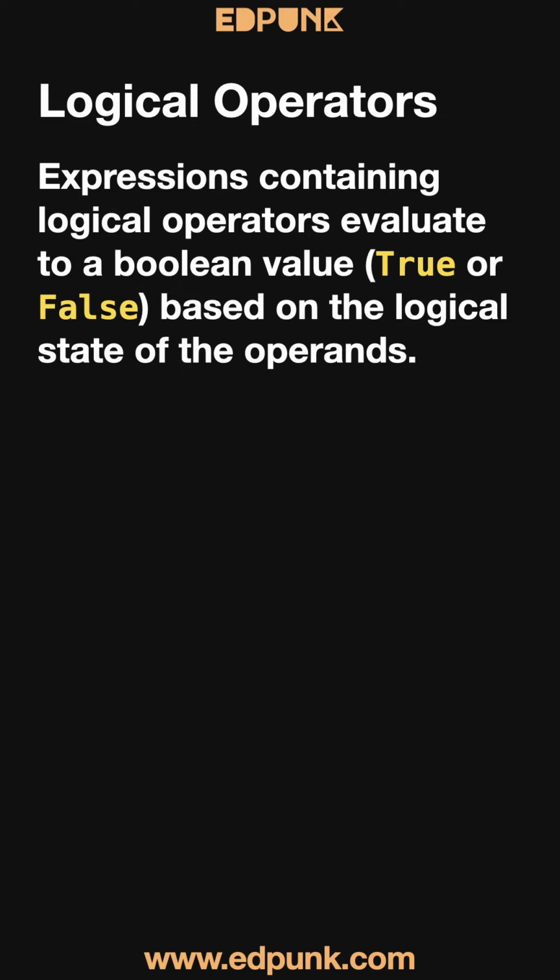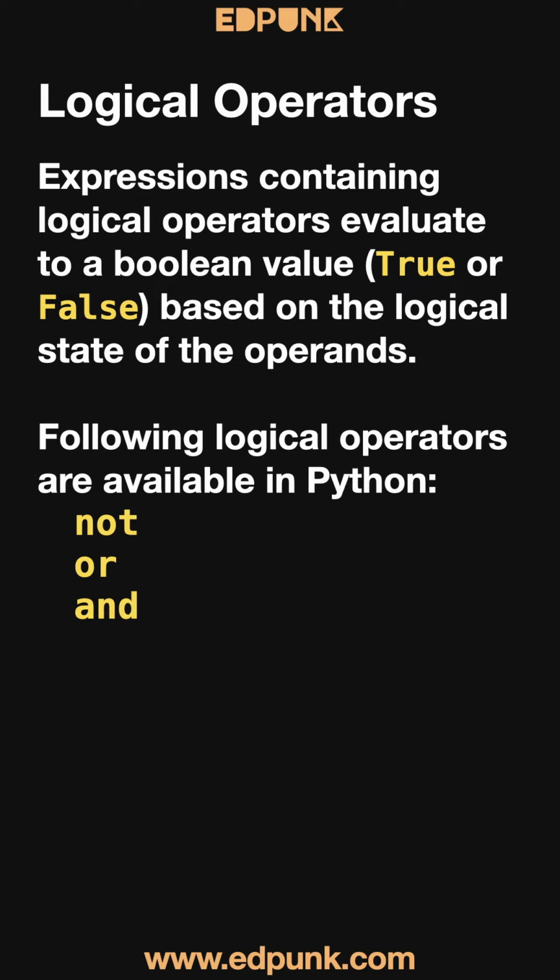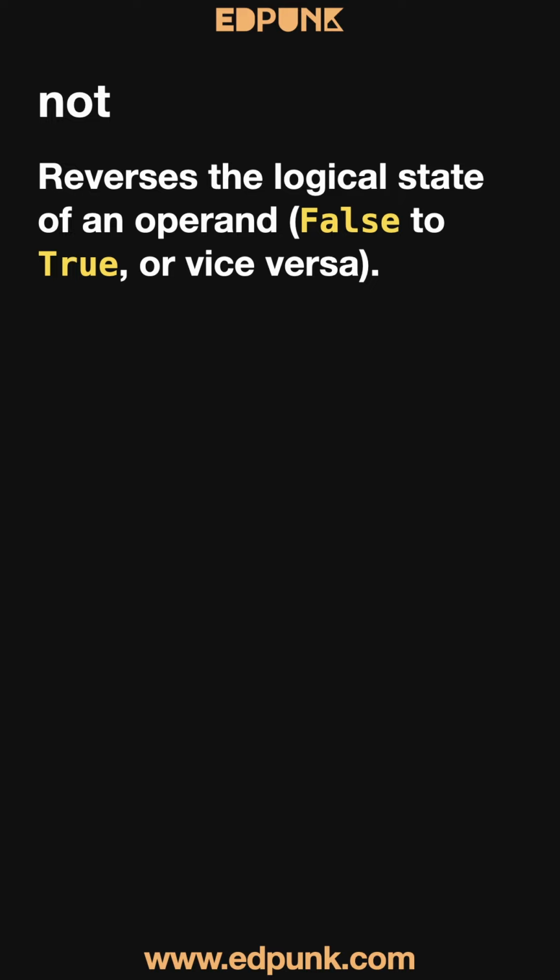Now, coming back to the logical operators. Expressions using logical operators evaluate to a boolean value, true or false, based on the logical state of the operands. not, or, and are the three logical operators available in Python. The not operator reverses the logical state of an operand. That is, if the operand has its logical state as false, it returns true, and vice versa.